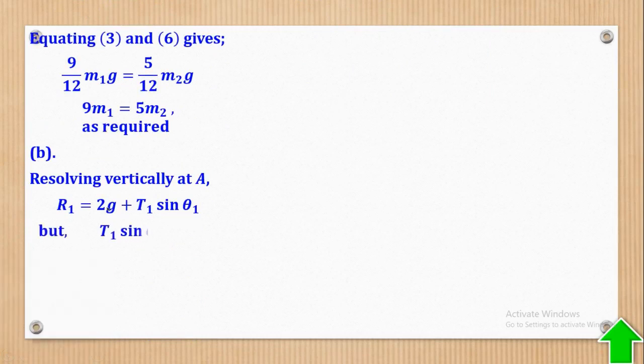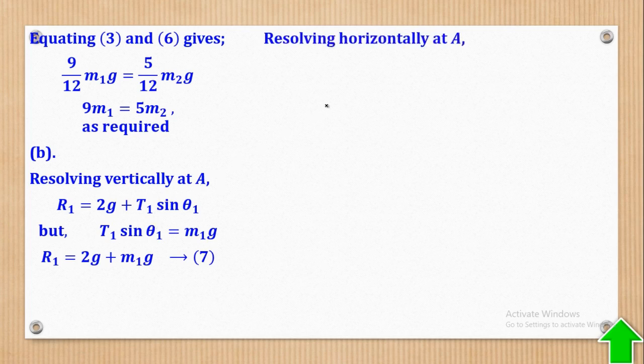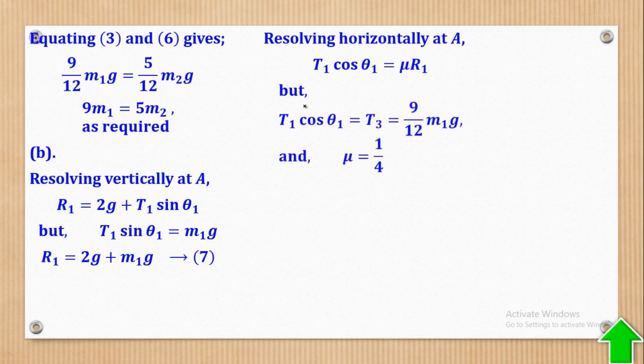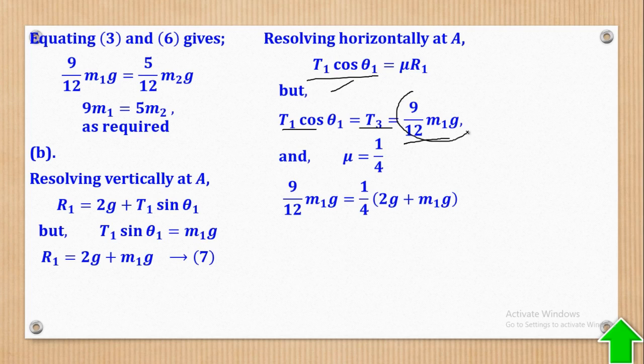So that is resolving vertically, but we know that this is equal to that, therefore we shall substitute to come up with that as equation 7. Then we shall also resolve horizontally, but mu is a quarter, and we also already saw that this is equal to T3, and T3 was equal to this, therefore we shall substitute. Where there is T1 cos theta 1, we shall put there 9 over 12 M1G, and where there is mu, we shall put there a quarter, and where there is R1, we shall put there this expression.